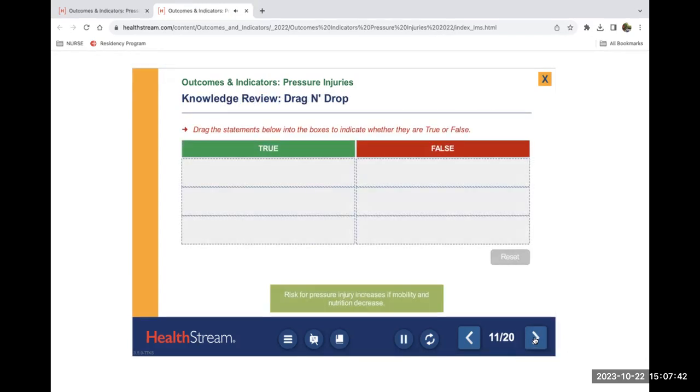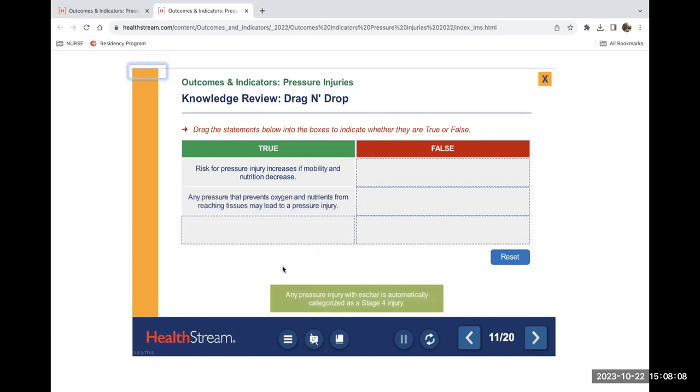Drag the statements below into the boxes to indicate whether they are true or false. Risk for pressure injury increases if mobility and nutrition decrease. Any pressure that prevents oxygen and nutrients from reaching tissues may lead to a pressure injury. Any pressure injury with eschar is automatically categorized as stage 4.